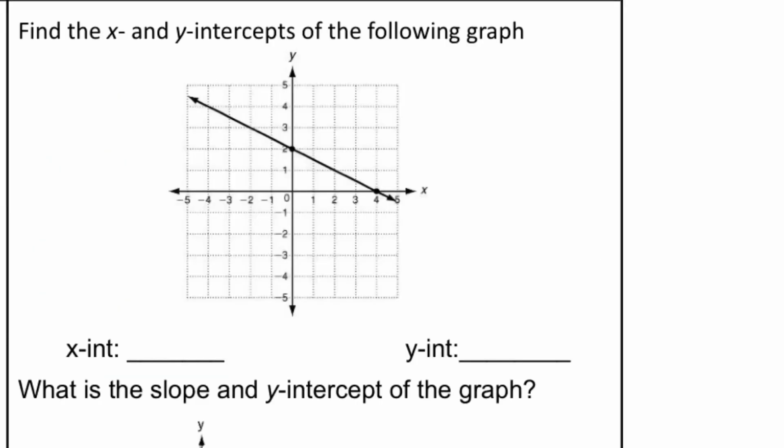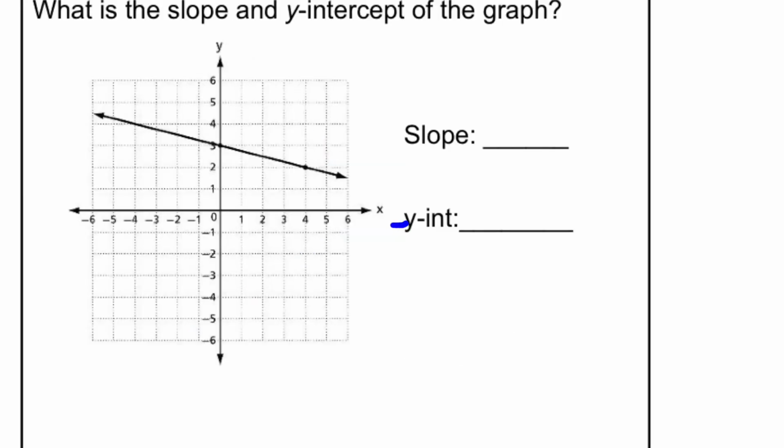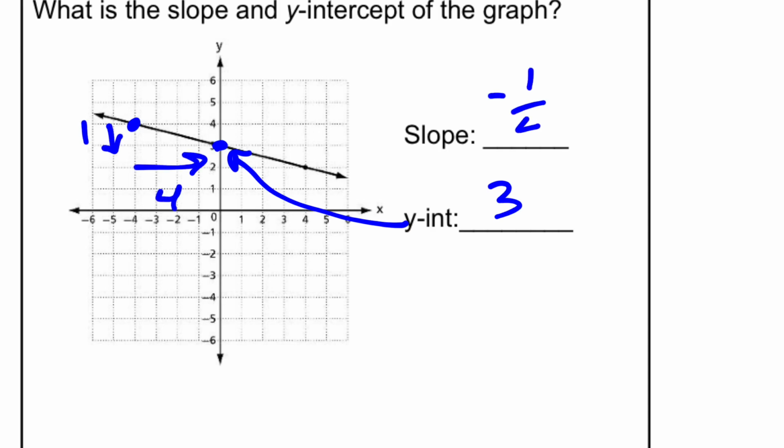Visually, the x-intercept is right here, where it crosses the x-axis at 4. The y-intercept is right here at 2. To find the y-intercept, we look at where the line crosses the y-axis at 3. To find the slope, we're going to look at any 2 points, let's say these two, and notice I'm going down 1 and right 4. Down 1 and right 4. That's a slope of negative 1/4.